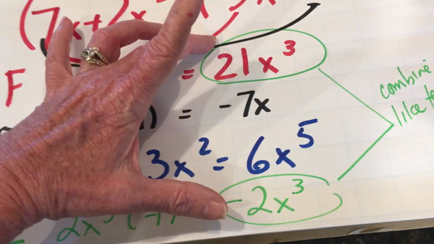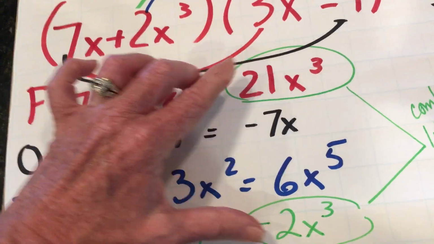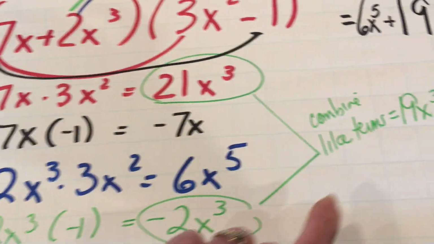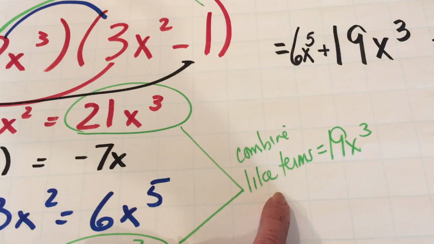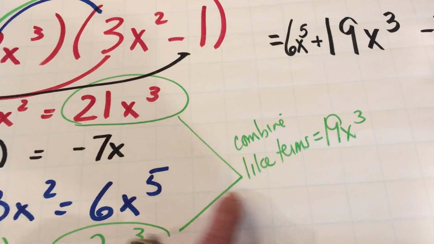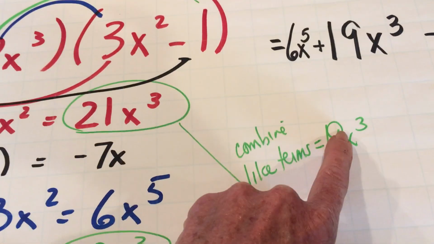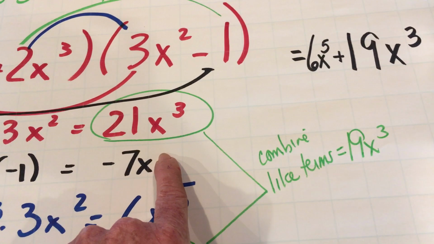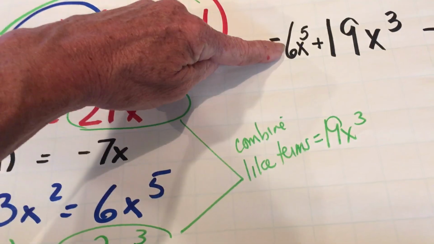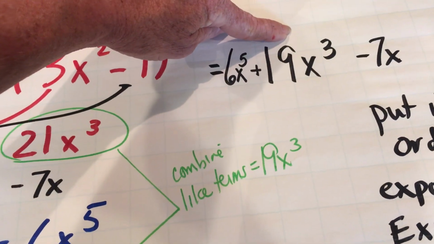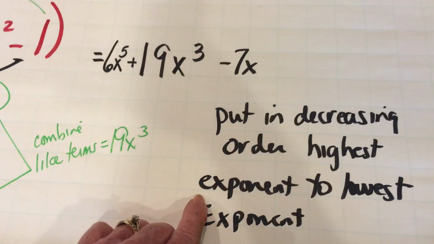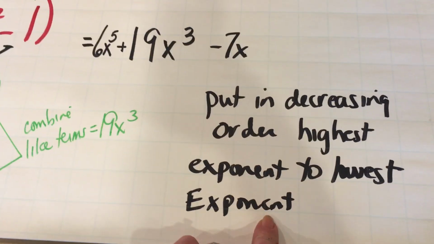This time our like terms are our first and our last. So if you have 21x cubes and you owe me 2x cubes, you still have 19x cubes left. When you get done with this, you want to write your answer in decreasing order. So we have a degree of 5, we have a degree of 3, and we have a degree of 1. So we want to have our degree of 5 first. So it becomes 6x to the 5th plus 19x cubed minus 7x. Remember, you're going to put them in decreasing order, exponents highest to the lowest.